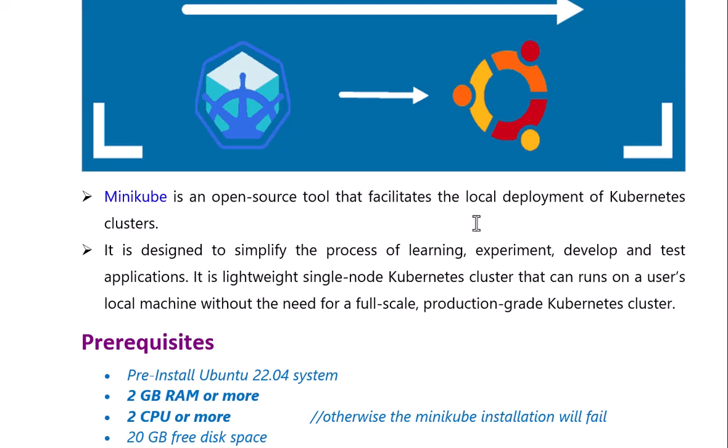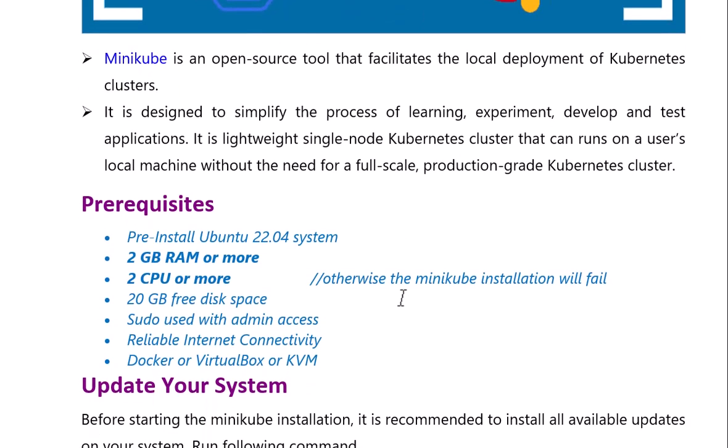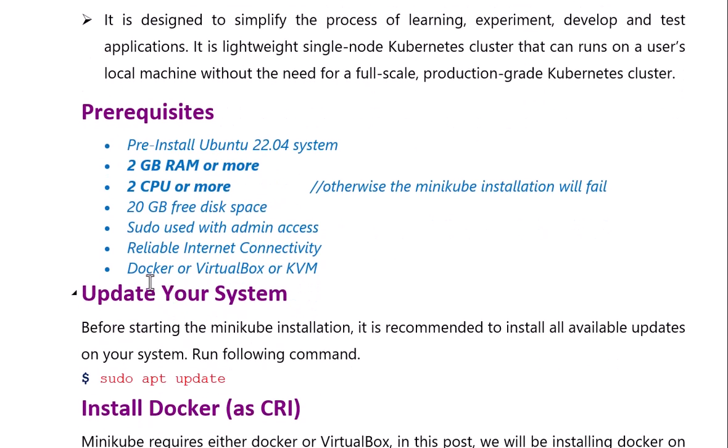So it is a very lightweight single node installation actually. Multi node cannot be deployed. So a lightweight single node can be deployed in your local system. Okay. So the prerequisites are 2 GB RAM, 2 CPUs mandatory, and 20 GB free disk. Sudo user admin access, internet connection, and KVM. Docker, it is a container runtime interface that is required for every Kubernetes flavor.